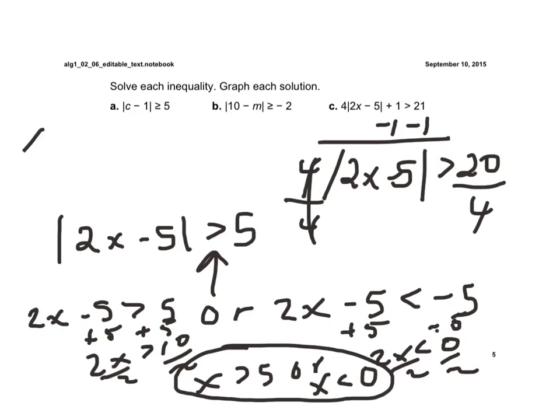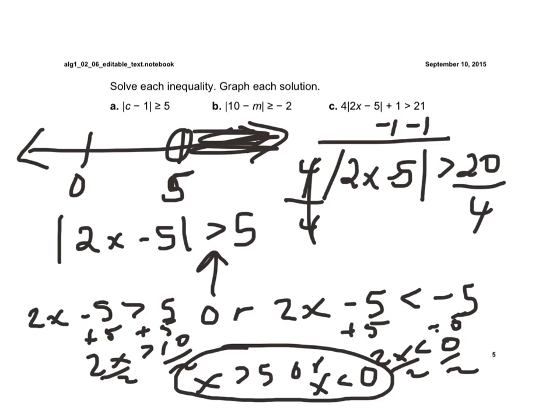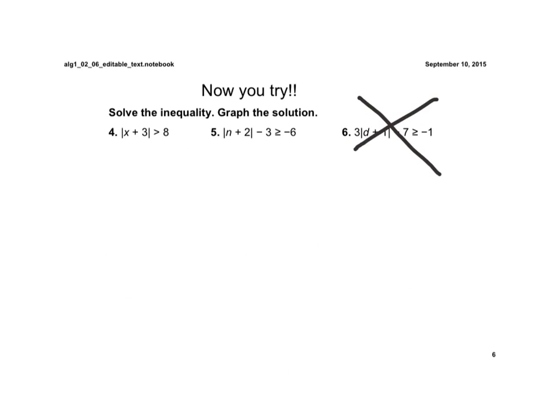And if I graph this up here, I have 0 here, 5 here. It's greater than 5, or less than 0. All right? So that's solving absolute value inequalities when it's a greater than symbol. Now I'd like you to try a couple here. And again, I crossed off number 6. So if we look at these, pause it and solve these, and I'll reveal the answer.